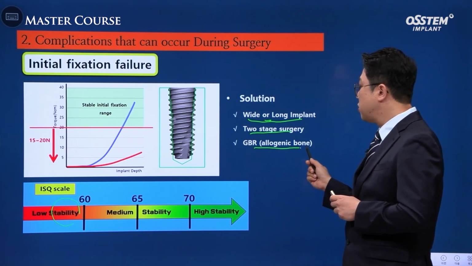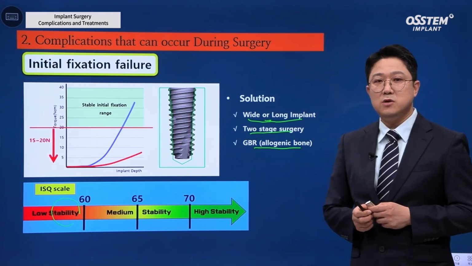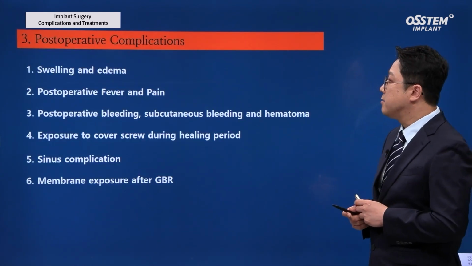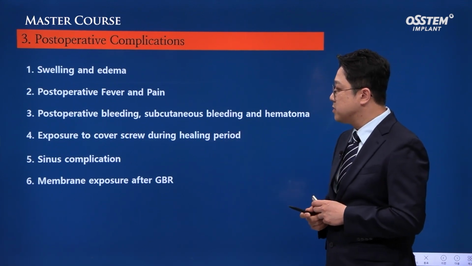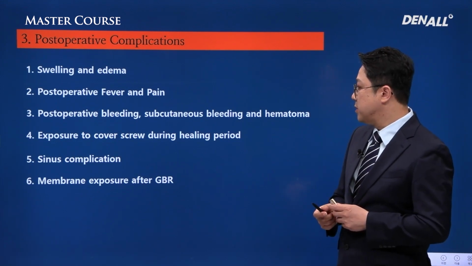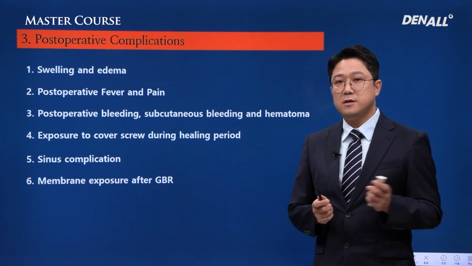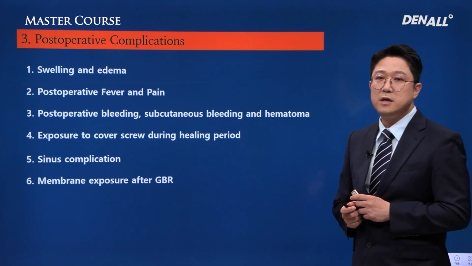Or you can use materials like allogenic bone to do GBR. Bone remodeling can be gained. Let's look at postoperative complications. Regarding sinus complication and membrane exposure, these will be addressed in separate master courses, so I'm going to focus on swelling and exposure of the cover screw.